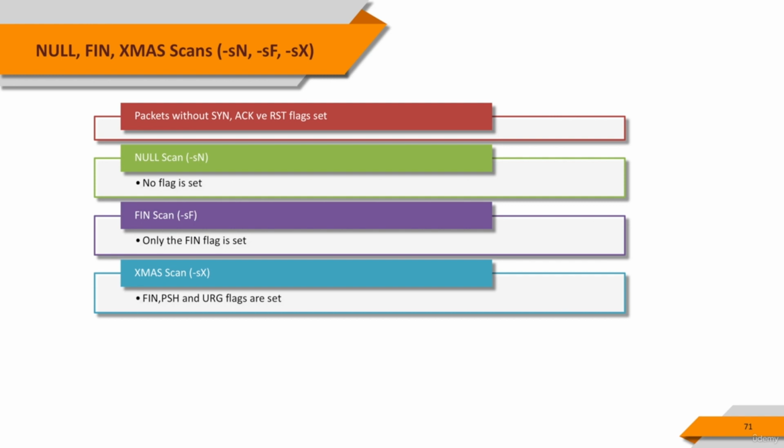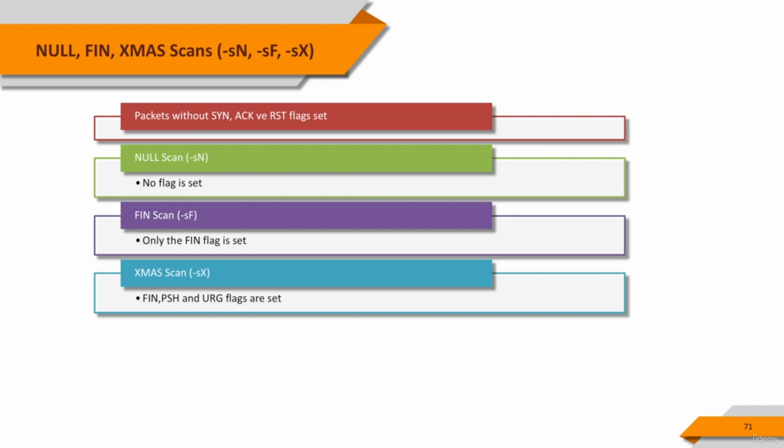The common ground of these 3 scanning methods, null, FIN, and Christmas scans, is that they send packets to the target systems in which SYN, ACK, and RST flags are not set. Null scan, -sN, does not set any bits. That is, the TCP flag header is 0. FIN scan, -sF, sets just the TCP FIN bit. Christmas scan, -sX, sets the FIN, PSH, and URG flags, lighting the packet up like a Christmas tree.